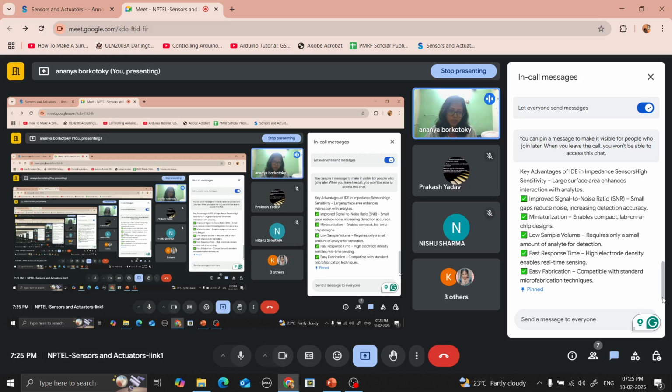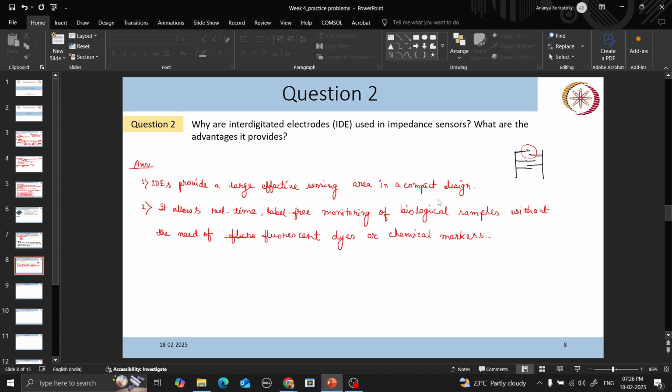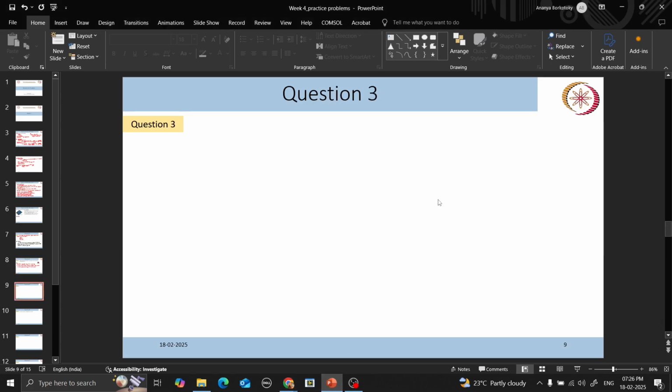Okay, easy fabrication. Yeah, it is easy because we have already developed the photolithography process and etching, and we know how to make interdigital electrodes on top of different substrates. Everything is already well known. That is why it is easy to make. All right. Let's go to the next question.